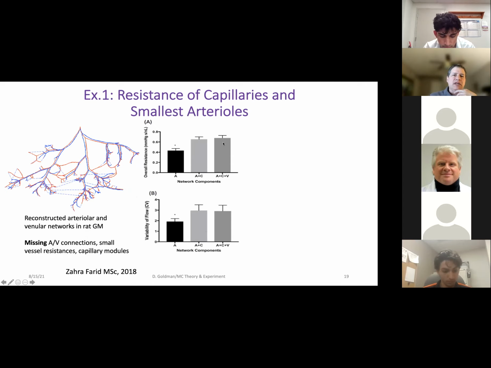Not surprisingly, the venules don't add much to resistance. So this is resistance. And the venules also don't change the flow distribution very much.